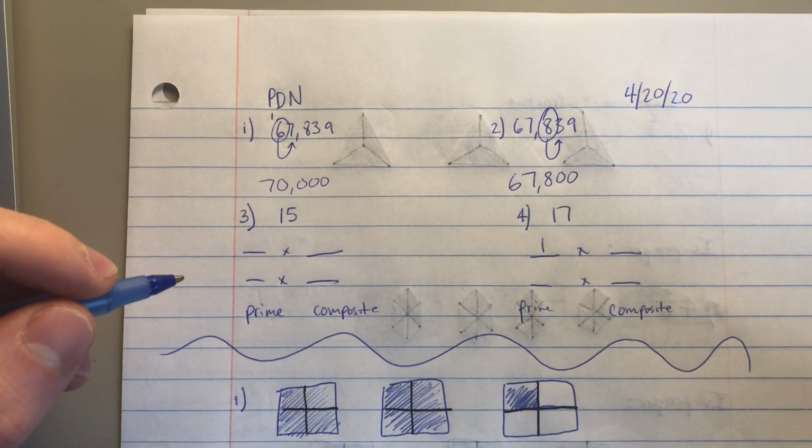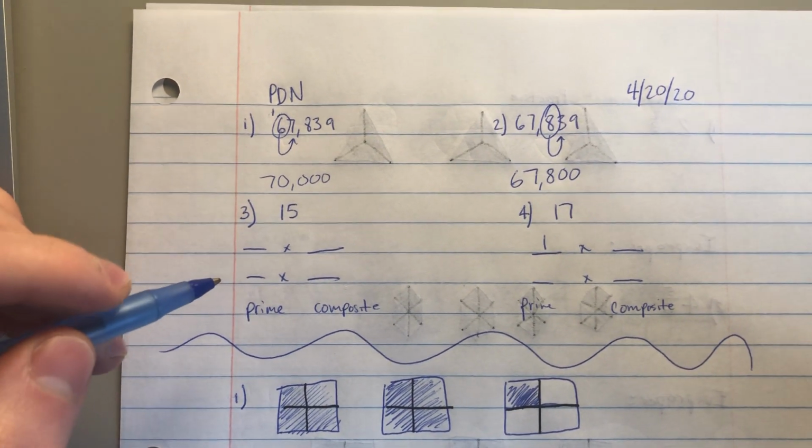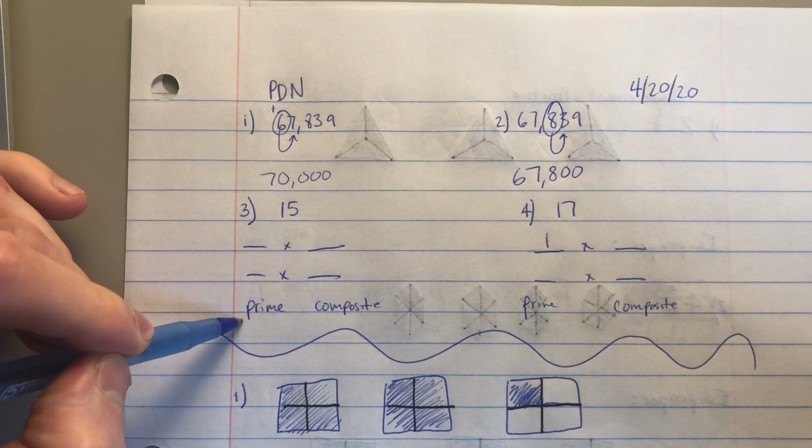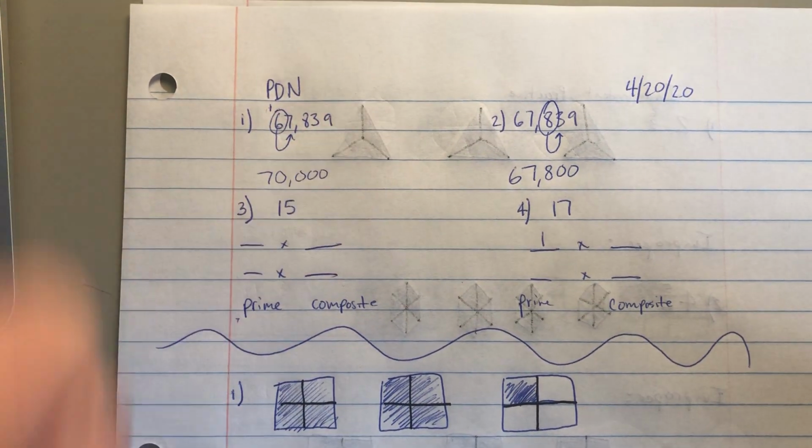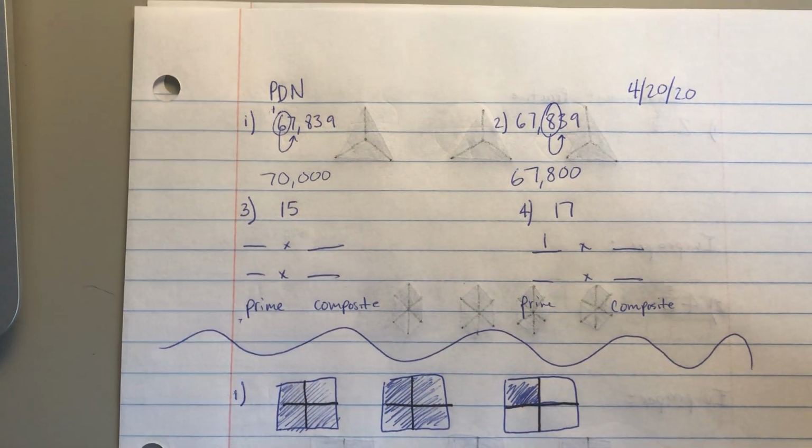For numbers 3 and 4, they asked us to find the factor pairs, which are the two numbers that when multiplied together equal that number up top, and write whether it's a prime number, whether it has just one factor pair, or if it has more than one, it is composite.